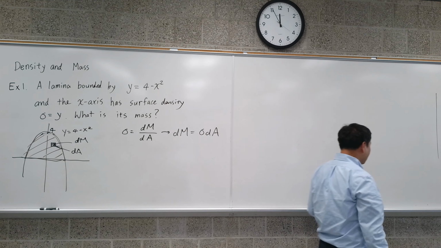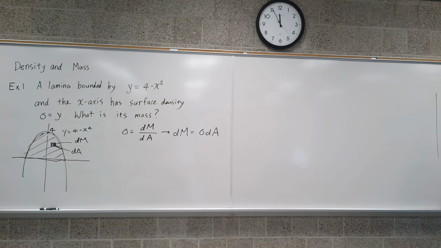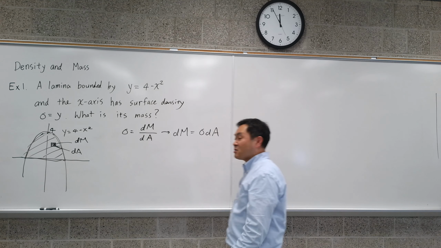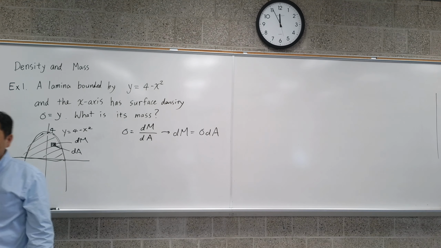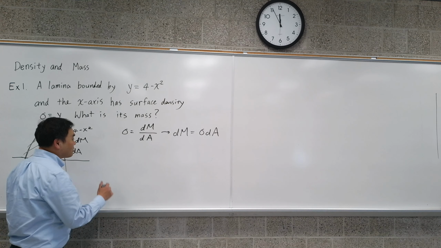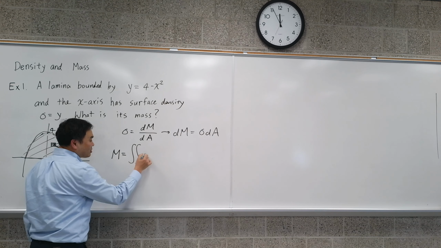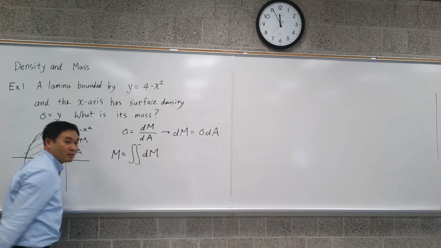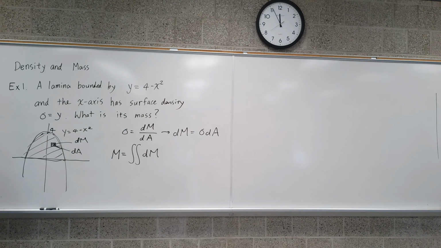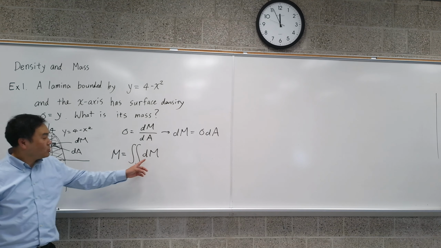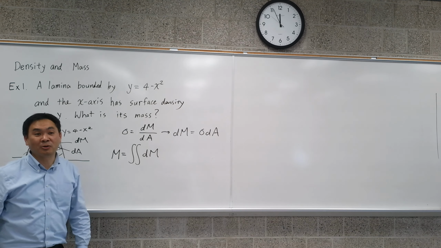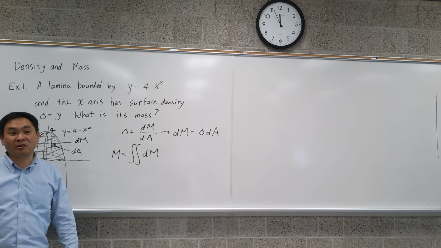So let me try to explain that point. What I'm about to write is universal. This appears in so many different places, which is: the whole is the sum of its parts. Does that make sense? If you divide this into many tiny little things and then you add them up, you recover the whole. The whole is the sum of its parts.